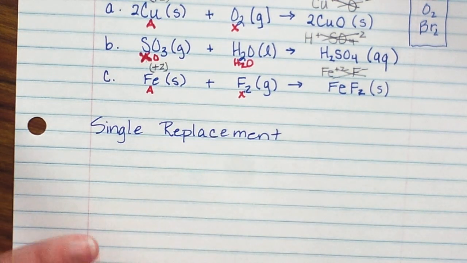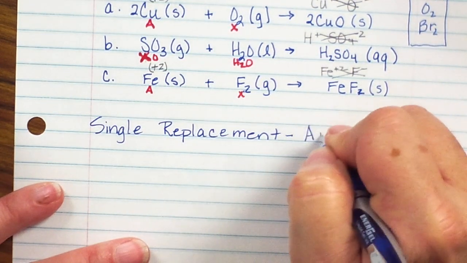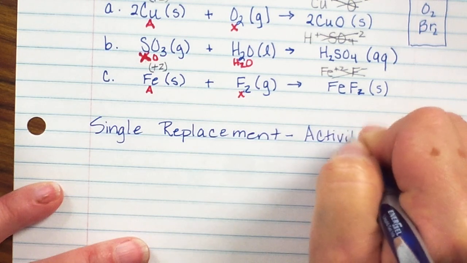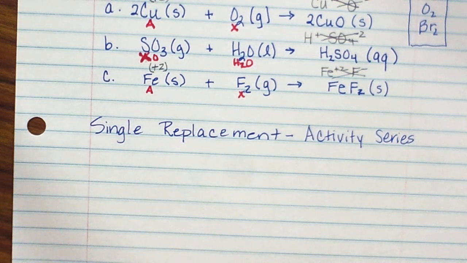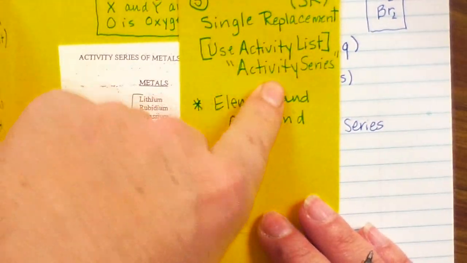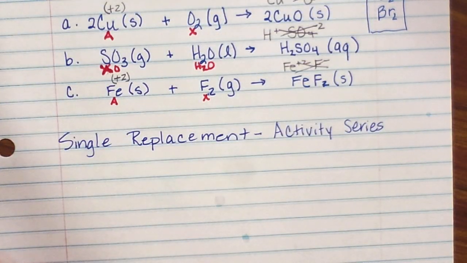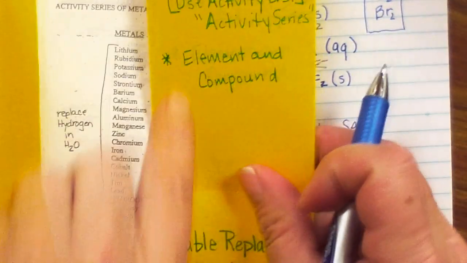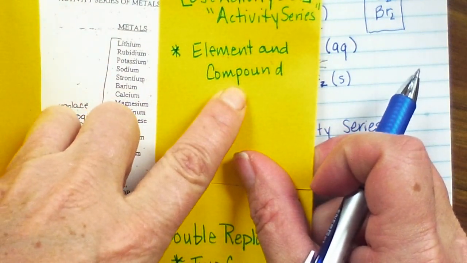Here we go. A. You're going to need for this one the activity series, right? The activity series is found here. It's called the activity series of metals or nonmetals, and I think I called it the activity list or the activity series, okay? All right, here we go. So this one is identified as an element and a compound. That's what you need, an element and a compound.